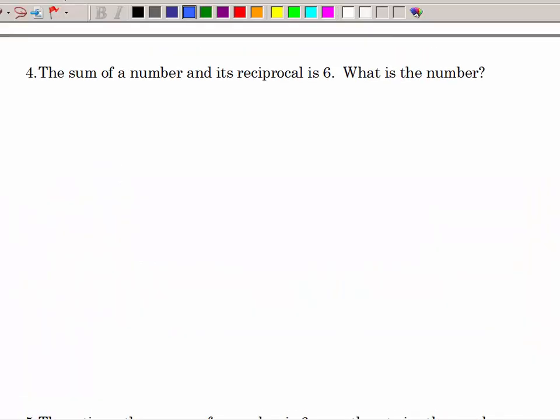Okay, so now we have not consecutive, we've got a sum of a number and its reciprocal. That sounds pretty easy. The sum of a number. What is the number? Well, I'm going to let the number equal to x. And its reciprocal, what's its reciprocal? Remember, it is 1 over x. What am I going to do with it? The sum means I need to add the number, which is x, and its reciprocal, which is 1 over x.